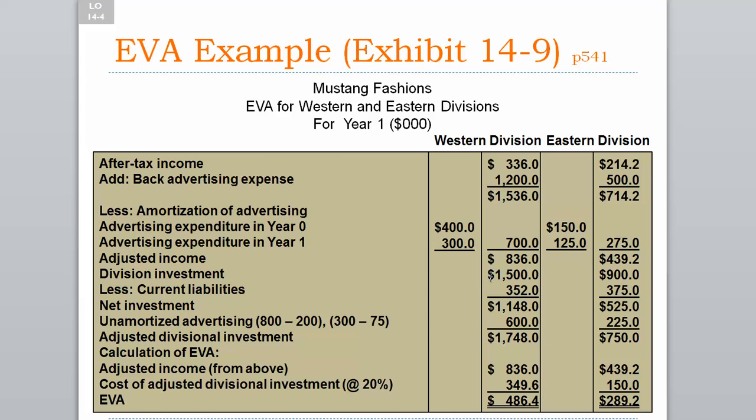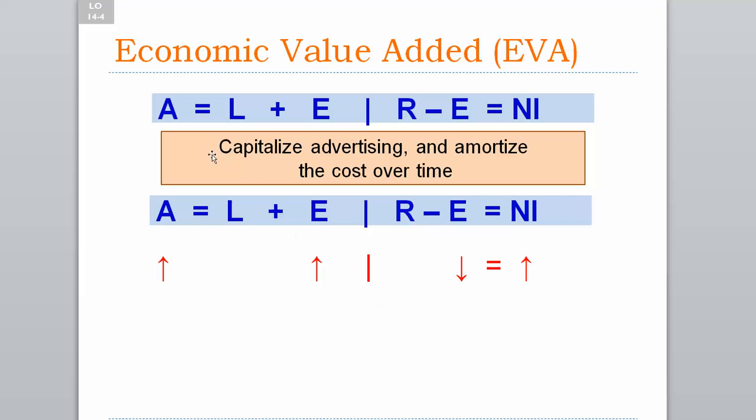Next, we want to look at our divisional investments of $1,500. Recall from our accounting equation, assets equal liabilities plus equity. We're concerned with the investment. What have investors provided us in terms of capital funds? Since assets equal liabilities plus equity, and again, we're concerned with the liability and equity side, we can use liabilities and equity, or we can use assets since both are equal. We're going to use assets and then add back current liabilities. Remember, those were the free financing provided by investors.